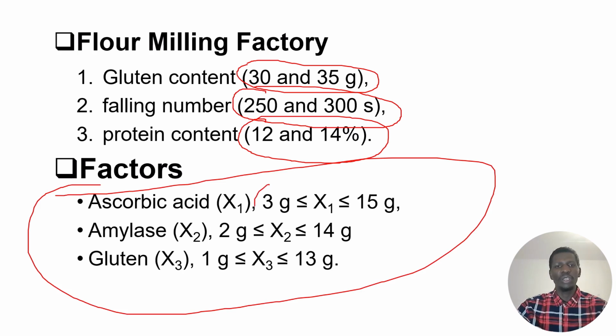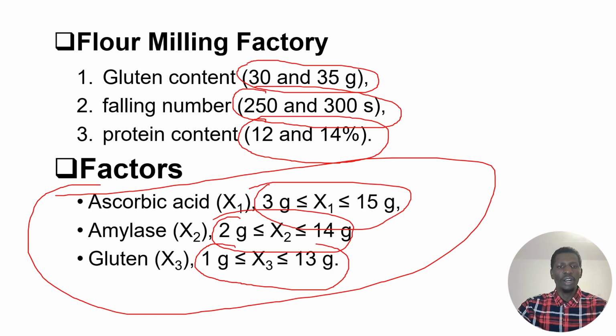Ascorbic acid should be between 3 grams to 15 grams. Amylase should be between 2 grams to 14 grams, while gluten content should be between 1 gram to 13 grams. And again, the sum of component proportion must always be equal to 100%. You see again that if you take the upper limit of ascorbic acid, the lower limit of amylase, and the lower limit of gluten, it will sum up to 18.